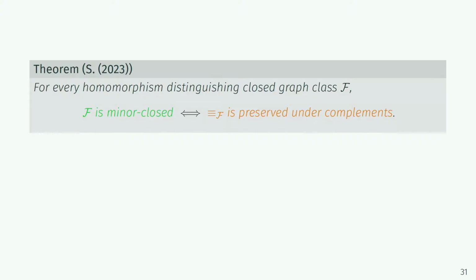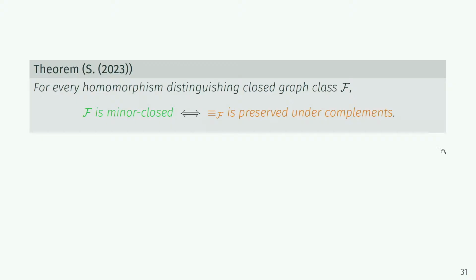If you take a homomorphism distinguishing closed graph class, and as I said, you can always pass to a homomorphism distinguishing closed graph class, so this just makes the theorem easier to state, then the following are equivalent. The graph class is minor closed if and only if the relation is preserved under complements. Preservation under complements means that if you have two graphs in the relation, you can take their complements, so replace edges by non-edges and non-edges by edges, and you again obtain two graphs that are in the relation.